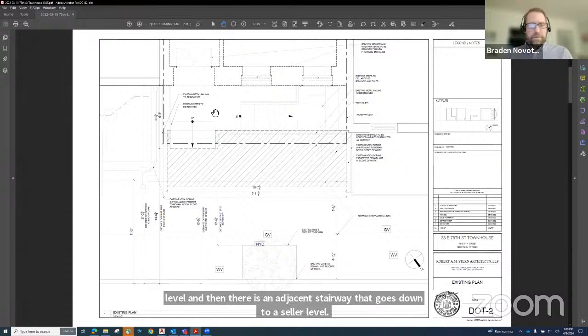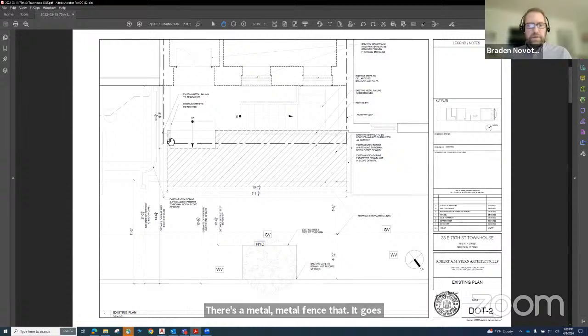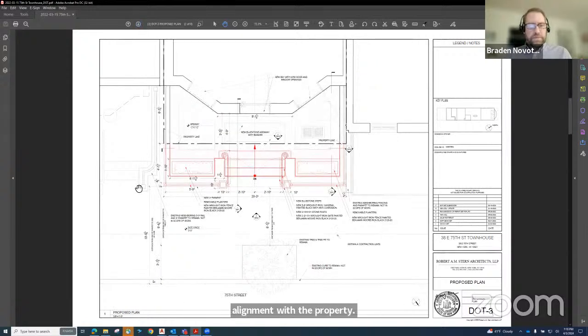There's a wrought iron metal fence that goes along an east-west portion of that. And then out front, there is a large existing metal box that contains all of the waste material and recycling. Our proposal is to expand the area in front of the building by approximately 4 feet and bring it into alignment with the property just to the east, which is 40 East 75th Street.